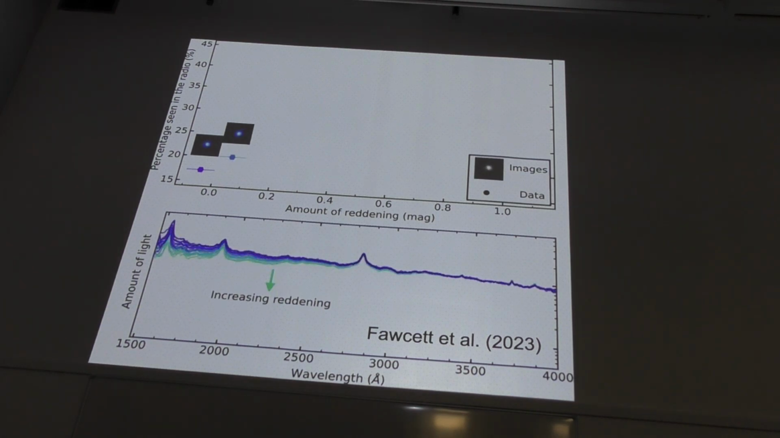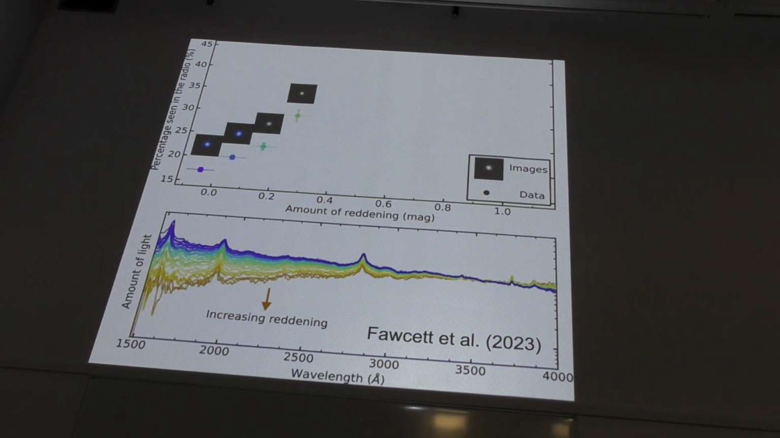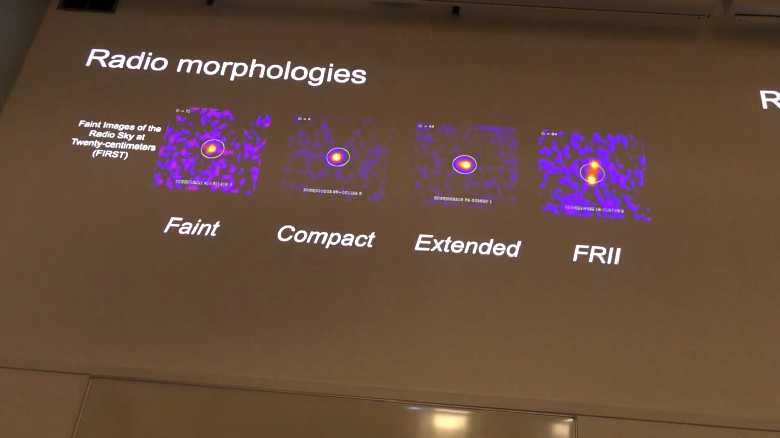So why is the presence of dust affecting the radio emission? I look into this a bit deeper. I look at radio morphologies. So this is just, if you take a radio image, what does the shape look like? And you can classify them into four key categories.